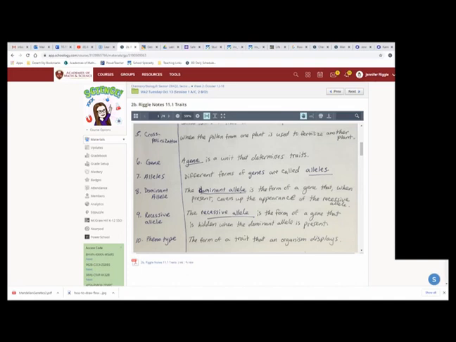Everybody in this class has eyes. So we would have a gene that says you have eyes. And then the allele will decide, are your eyes brown, green, blue, hazel, gray, or something else entirely different.